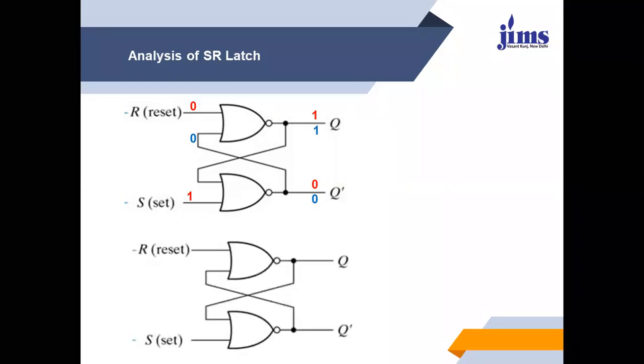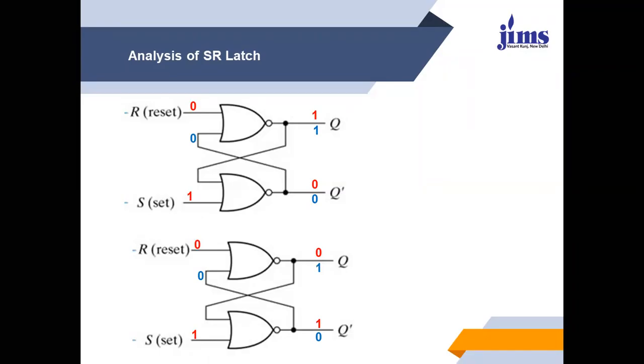Consider another case. With the input combination 0 and 1, now suppose Q equals 0, and hence Q bar will be 1. So again our analysis starts with the same concept. As S equals 1, output will be 0. 0 goes here. With 0, 0 as input, output will be 1.